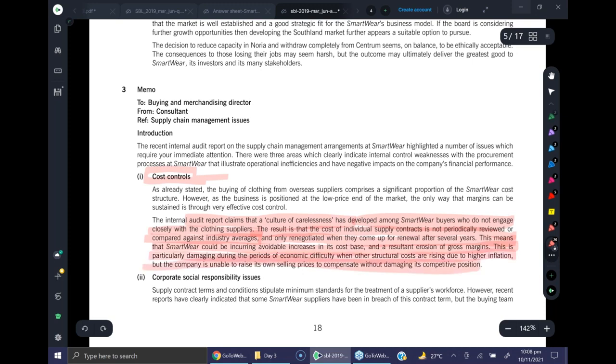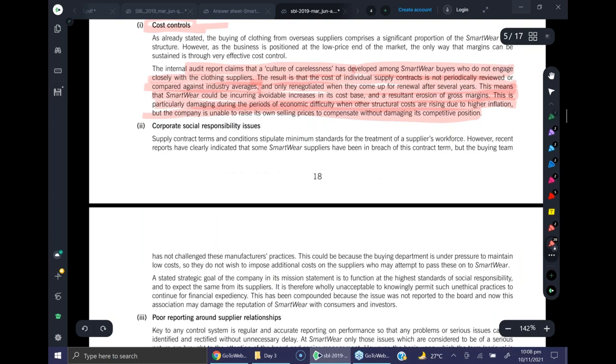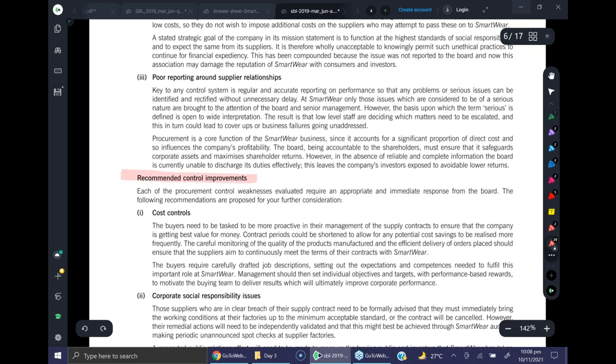So the suggestions the examiner has given at the end, not with the discussion of the problem. So recommendation control improvements are given here. They are about cost controls, and setting out expectations and competencies needed, being proactive in management of the supply contracts, as you guys have suggested too, right? So pretty much the same things, but of course the examiner's answer is a little more fancy than a regular student answer, but they must be read in order to make more sense of the situation and for more ideas, okay?